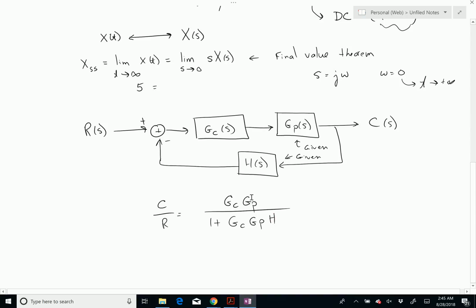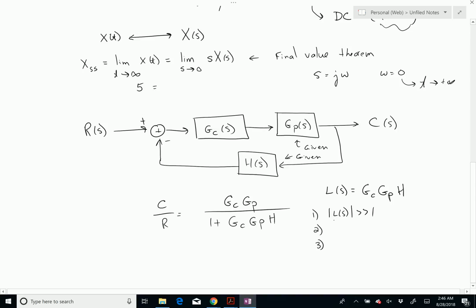Now, like I said, G sub P, the plant, and H are given to us, all right? In this system, L of S is G sub C, G sub P, and H, all right? For my basic stuff that I cared about, so my good command following, my disturbance rejection, and my low parameter sensitivity, I wanted L of S to be much, much greater than 1, okay, for all of those conditions.